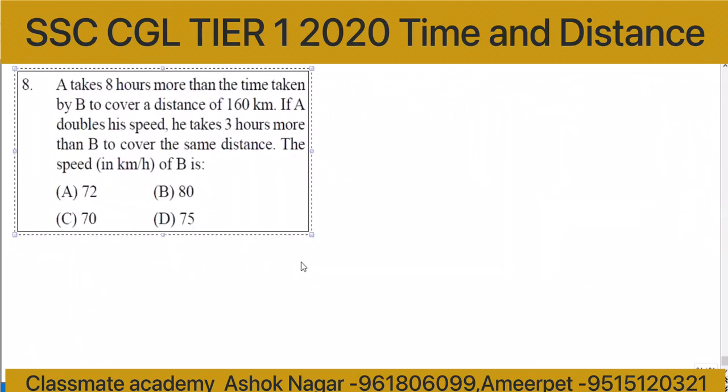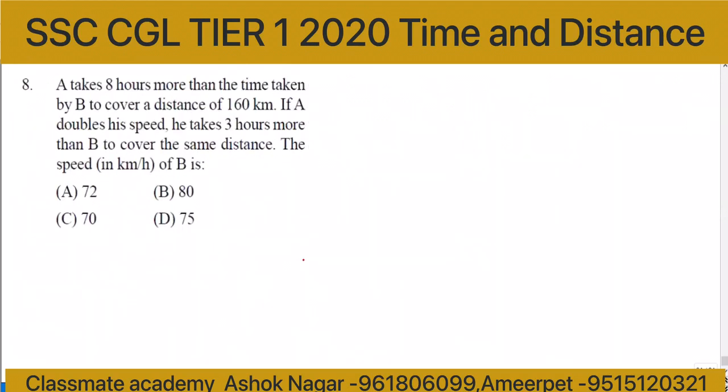A takes 8 hours more than B to cover a distance of 160 kilometers. So it takes how much more time? 8 hours more than the time taken by B to cover a distance of 160 kilometers. If A doubles his speed, he takes 3 hours more than B to cover the same distance. Okay, the speed of B. Now I'm asking you, what happens when speed doubles?